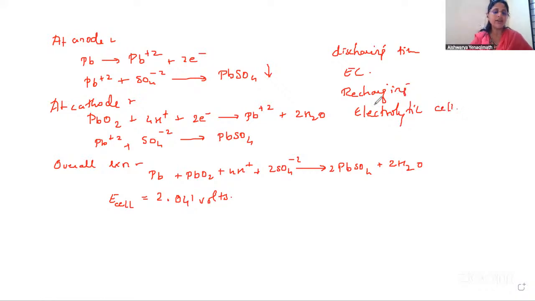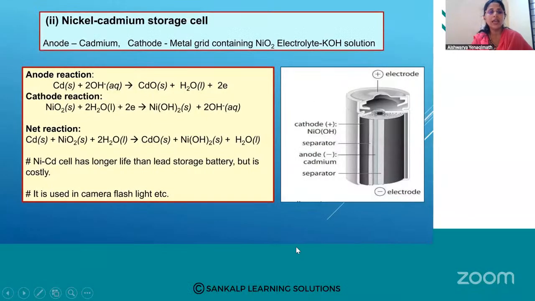So another secondary battery, what we are talking about is the nickel cadmium storage battery. So the nickel cadmium storage cell. So what is my anode? Anode is cadmium. Okay. What is cathode? Metal grid containing NiO2. That is my cathode. You can see here, this is the picture. So anode is cadmium, cathode is metal grid containing NiO2. It gets converted like this during the reaction. We'll see that.